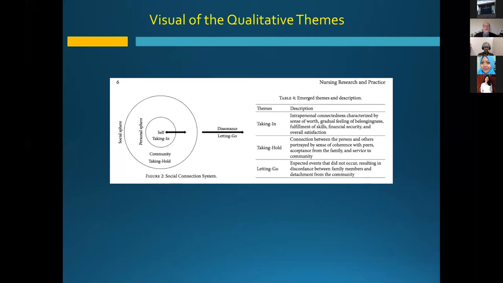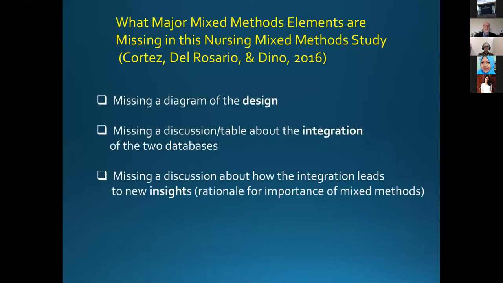This was their diagram. And it's focused on social connection of these nurses who returned to the Philippines. And they highlighted the themes of personal, taking in, taking hold, connecting to the family, and then letting go, some of the events that didn't occur, which resulted in difficult times. That's very nice. So they thought a lot of the qualitative data. I looked at the study in terms of what a mixed methods researcher would look for.